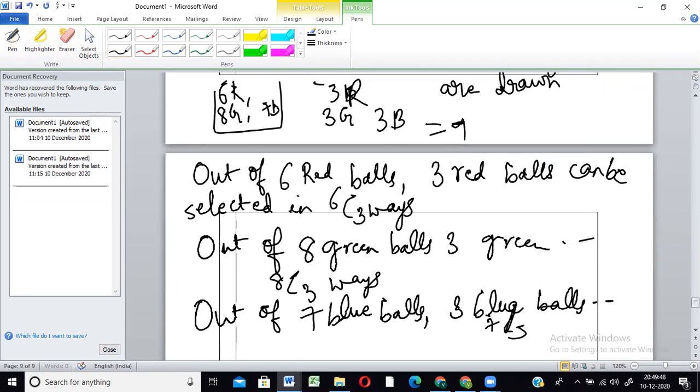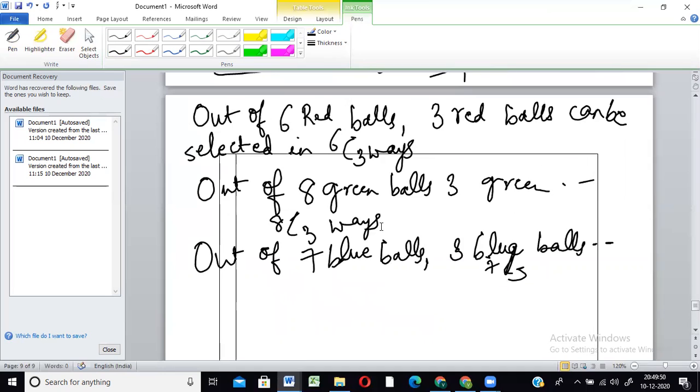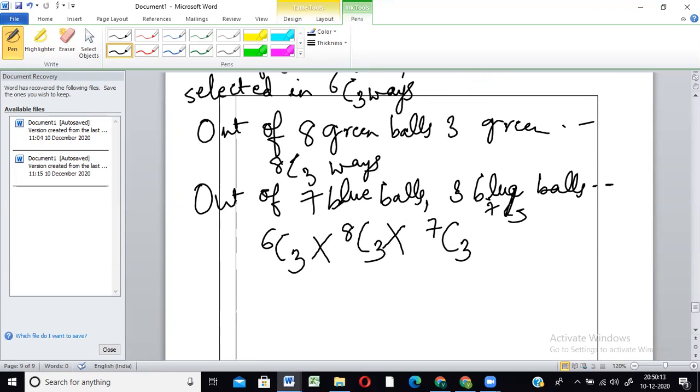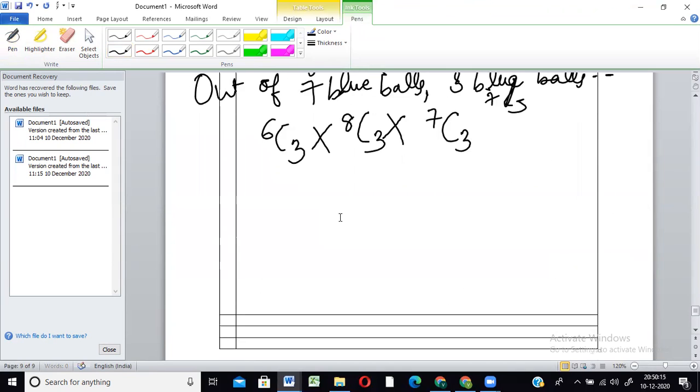So in total 3 plus 3 plus 3, we are getting 9 balls, right? We have to select 3 red balls from 6 red, and also 3 green balls from 8 green balls, and also 3 blue balls from 7 blue balls. So this is like 'and'. So we are going to multiply all these answers and find the result. How are we going to do this? You can find 6C3, 8C3, and 7C3 individually and then multiply all the answers, or else you can do everything in the same step.